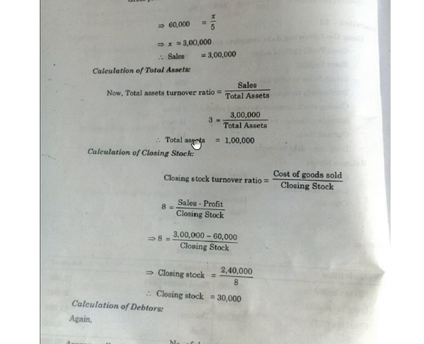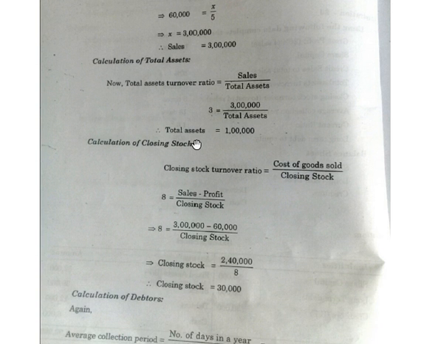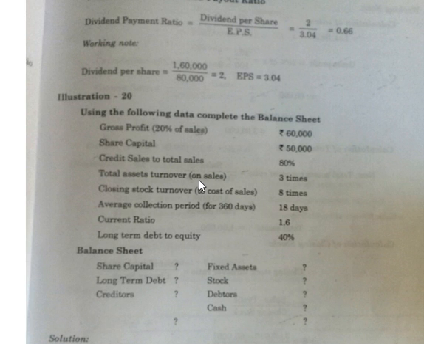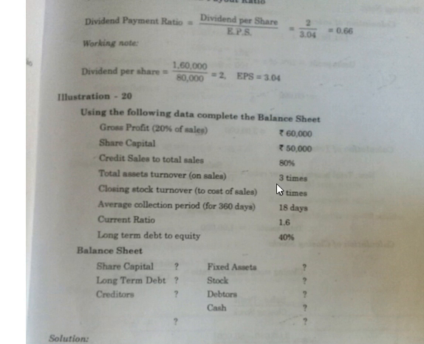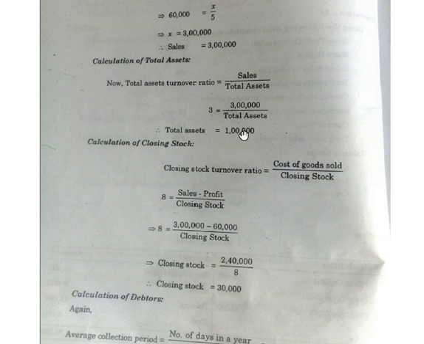Calculation of total assets. With the information provided, we have the sales. Now total assets turnover ratio is equal to sales divided by total assets. We have sales, and we have the total assets turnover ratio given in the question, which is 3 times. When you cross multiply, you get total assets to be 1 lakh. Keeping up your total assets, we can find out other things also.